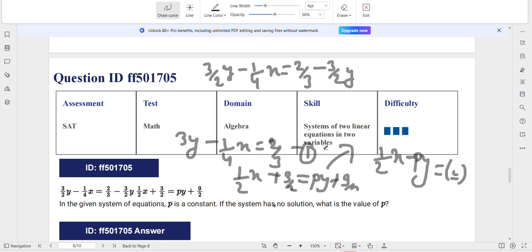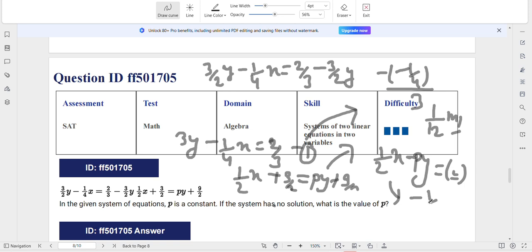Let us find the slope of the first equation. The slope is minus the coefficient of x divided by the coefficient of y, which means minus times minus 1/4 divided by 3, which gives 1/12 as the slope of the first equation. Now let us find the slope of equation 2, which is minus the coefficient of x divided by the coefficient of y, which is 1/(2p). This is the slope of equation 2.